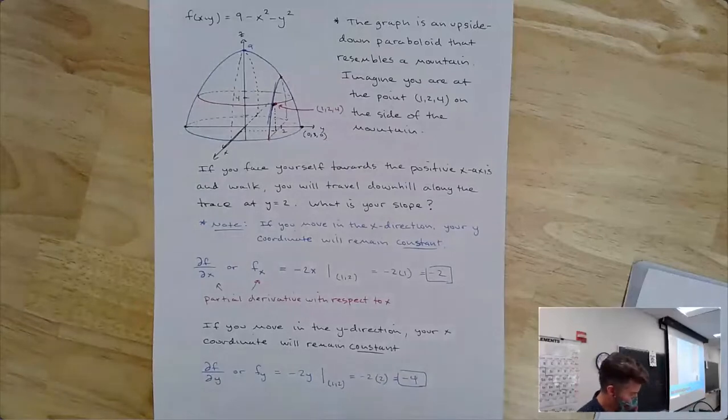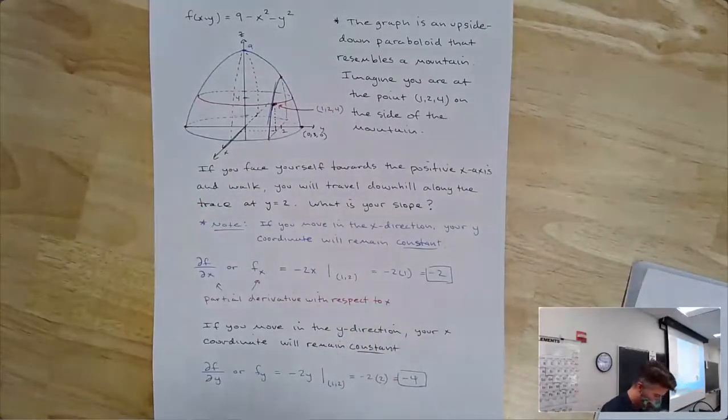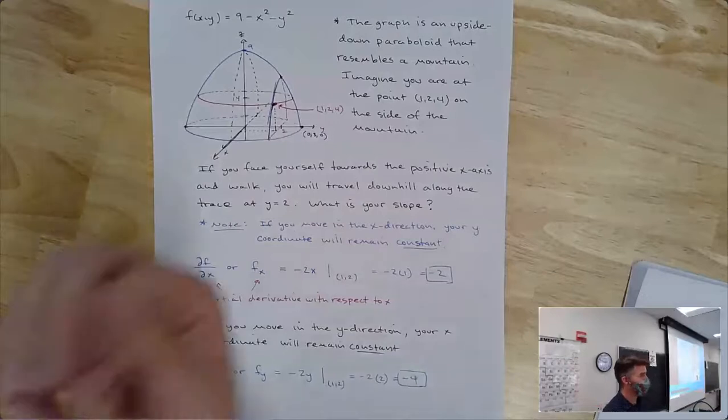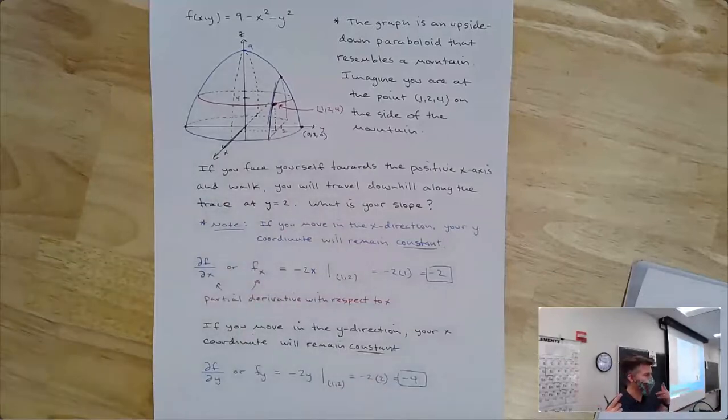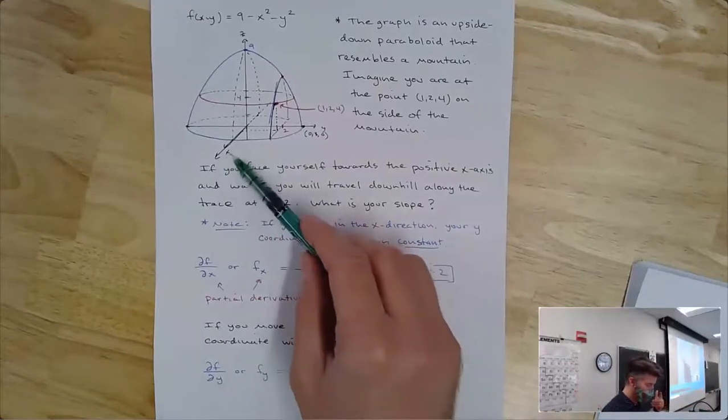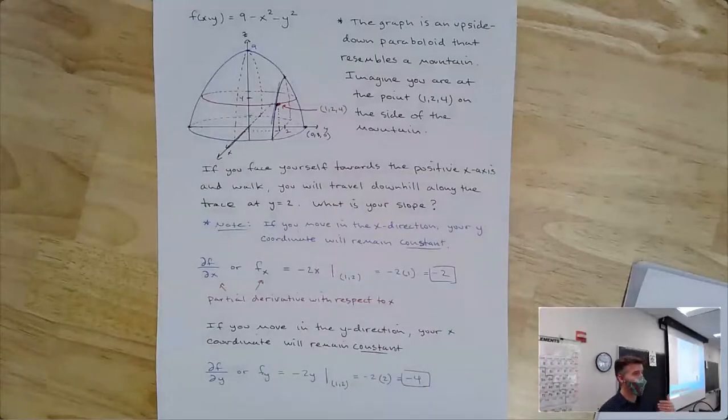On the other hand, if we move in the positive y direction, which is which way? Up, down, left, right, forward, backwards. There's x, there's y, there's z. Which way? Point in the direction that is the positive y direction.